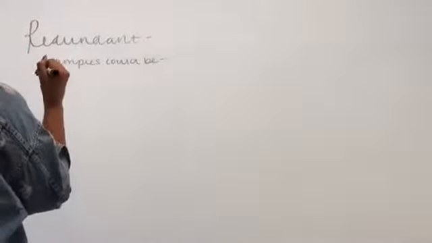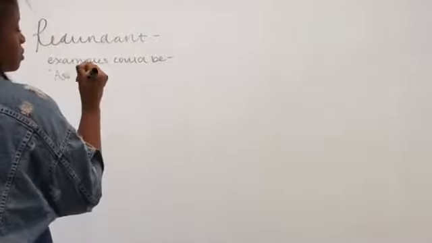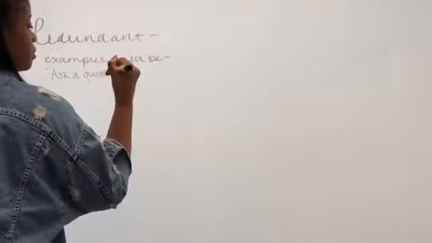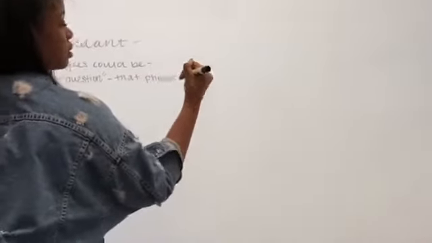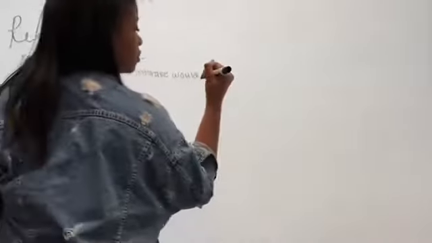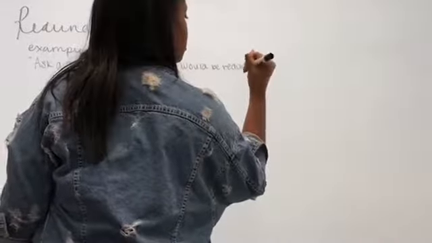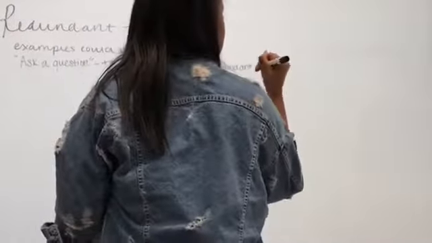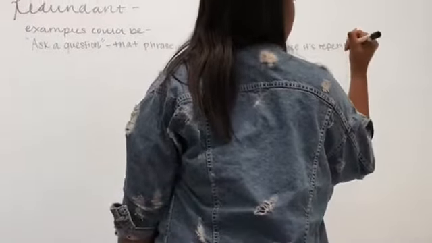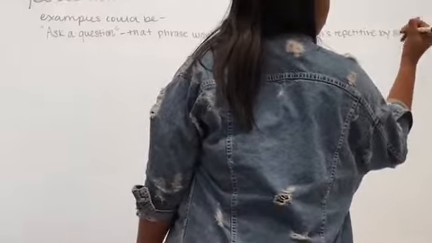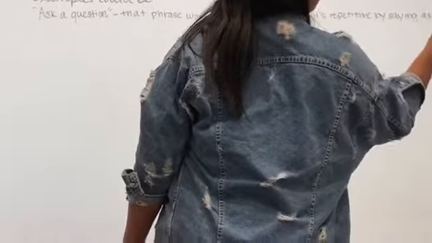Examples of redundant phrases could be ask a question. That phrase would be redundant because it's repetitive by saying ask when it's already stating that it will already be a question. Some other examples could be small in size, past history, or smiled happily. Using describing words like small or happily, though they further explain what you're trying to say, it's unnecessary. You don't have to add in size for clarification because you said small.